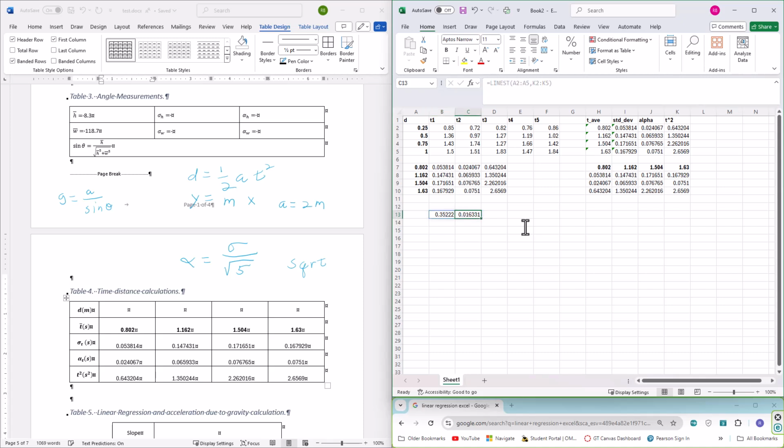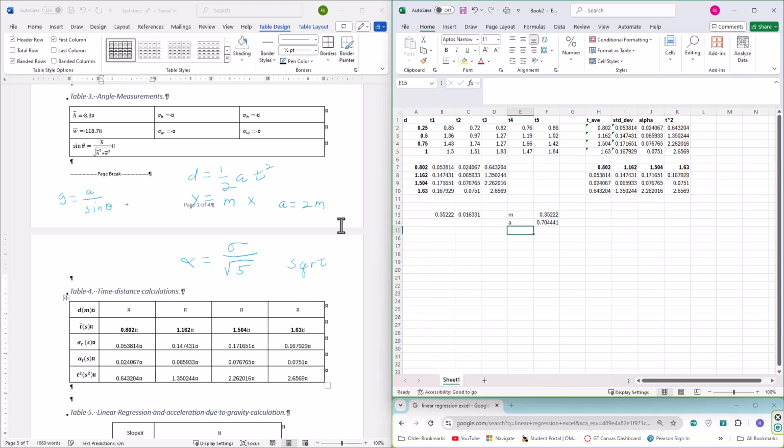Okay, so my slope, I'm going to call that m, is equal to that value right there. That's my slope. Okay, that's the m right here. Okay, I want the acceleration. Remember, the acceleration is 2 times m. So my acceleration is going to be equal to 2 times that number right there. Just highlight and hit enter.